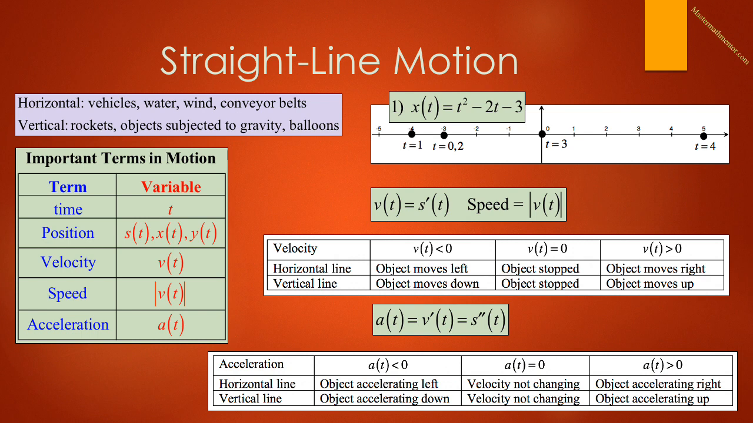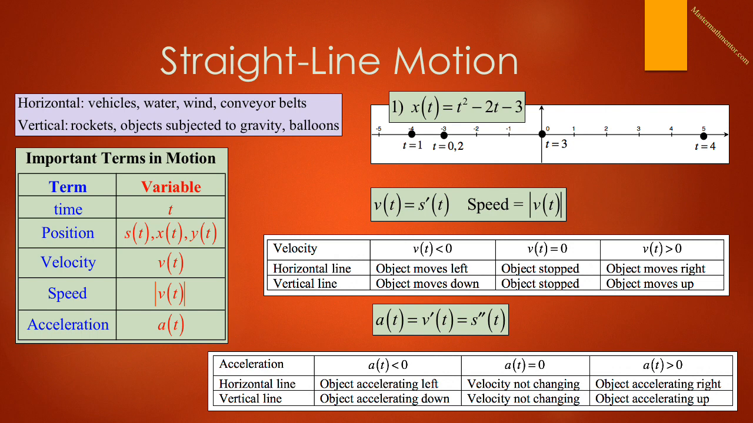Suppose we're traveling along a horizontal line. If the acceleration is less than zero, the object is accelerating to the left. If the acceleration is equal to zero, then the velocity is not changing. If the acceleration is greater than zero, then the object is accelerating to the right.